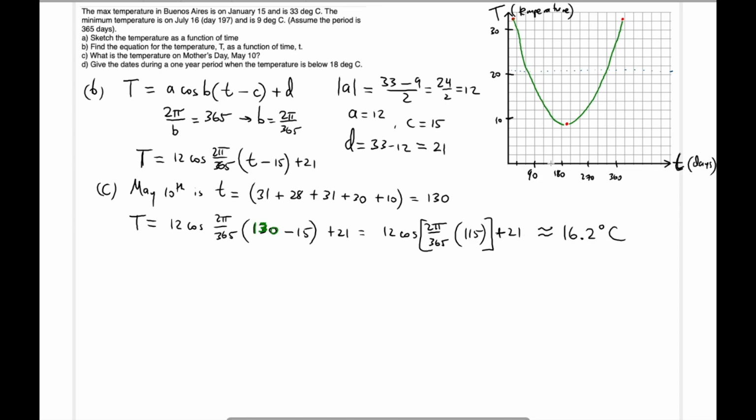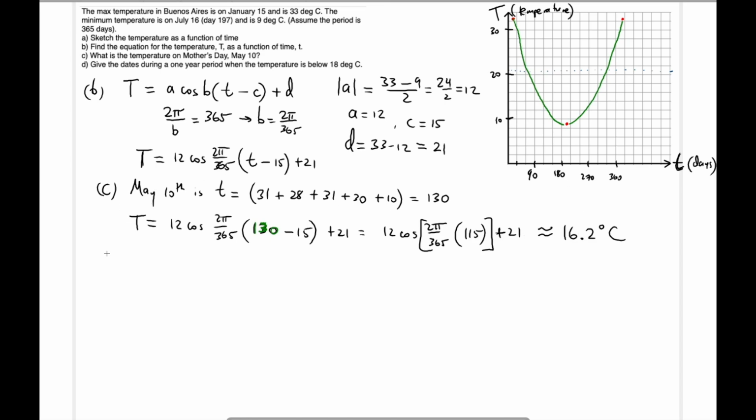Because this should be 130, right? So that would be, let's say, here. All right, so 16 would be there, but once again, I drew this a little bit fatter than usual on this end, and probably this one as well. But in any case, the answer makes sense, right? Because it should be above 10 degrees.